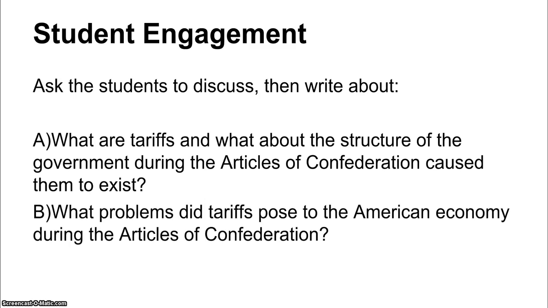B, what problems did tariffs pose to the American economy during the Articles of Confederation? During this time, you're jacking up prices, which interferes with commerce. That's a really bad thing. When prices go up, essentially nobody can trade with anybody else. The prices are so high that nobody can buy or sell anything, and then all states lose.